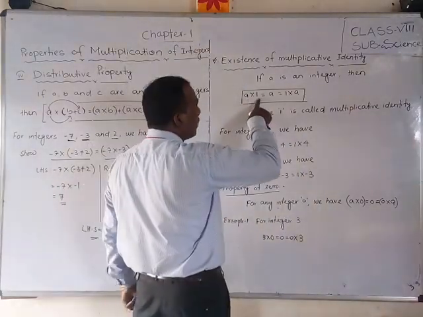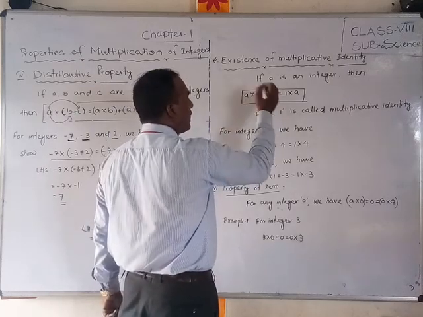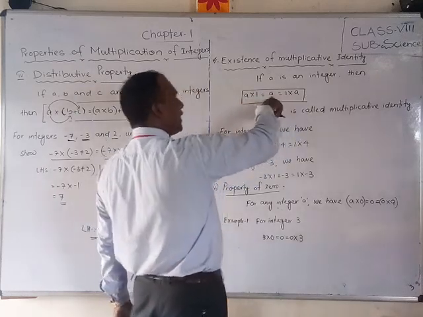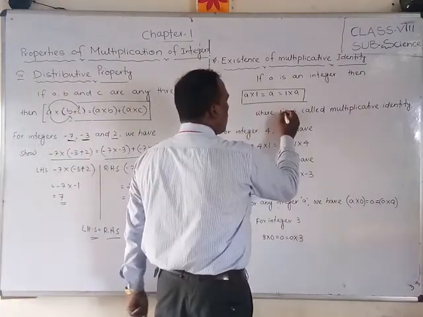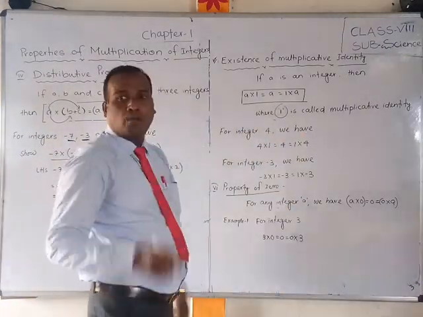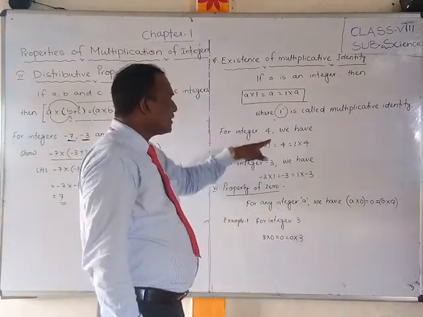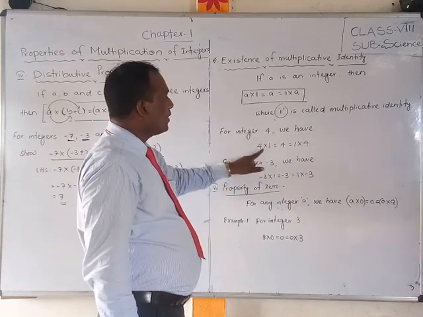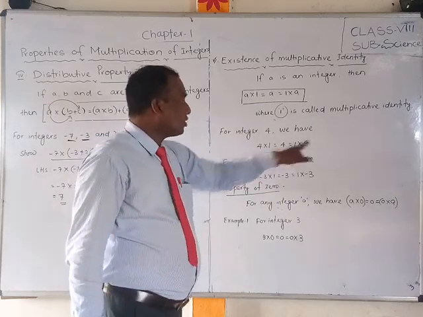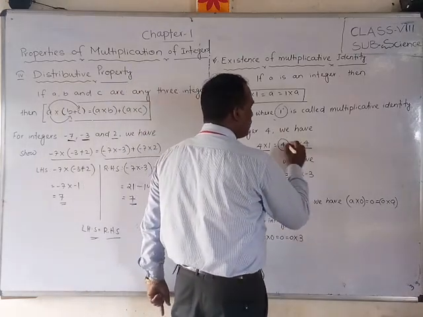So a into 1 is equal to a, and 1 into a is also equal to a. For example, that's why we say 1 is called the multiplicative identity. For integer 4, suppose we take 4 in place of a, what will happen? 4 into 1 is 4, 1 into 4 is the same 4.